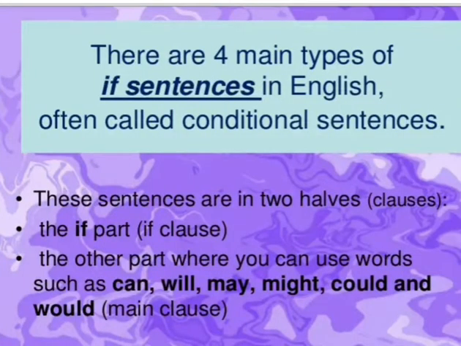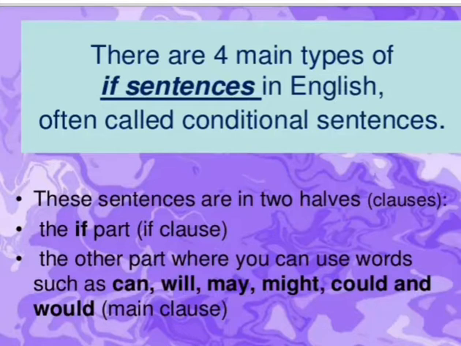There are four main types of if sentences in English, often called conditional sentences. These sentences are in two halves, that is, they are made of two clauses. Now clauses are what? They are part of a sentence. A clause is a part of a sentence which has its own subject and predicate.